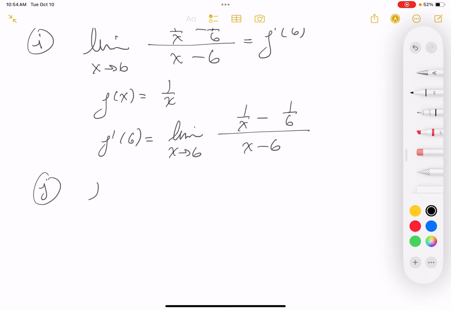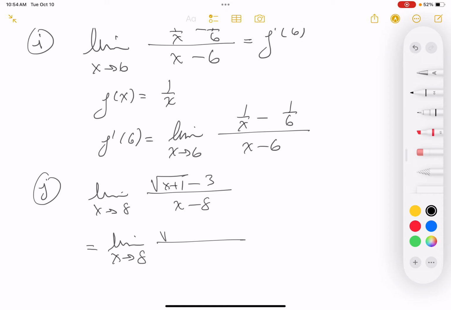And letter J is the limit as x goes to 8 of the square root of x plus 1 minus 3, and what goes over here? x minus 8. I'm going to write this a little differently. You don't have to, but I am going to write this differently. I'm going to use the root of x plus 1 minus the root of 9, and this is going to be x minus 8.